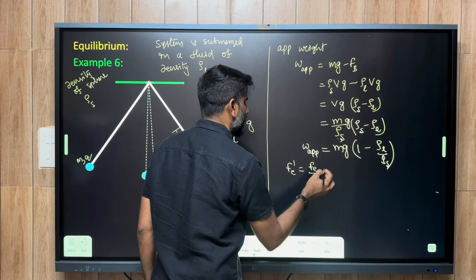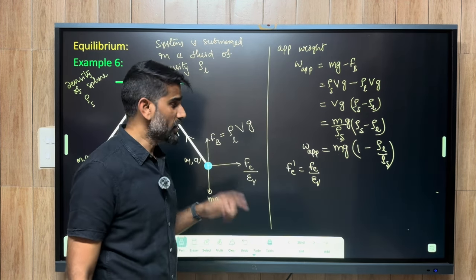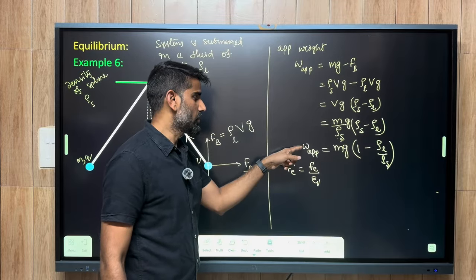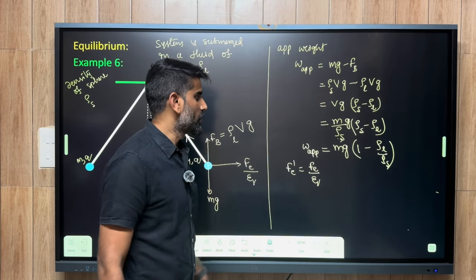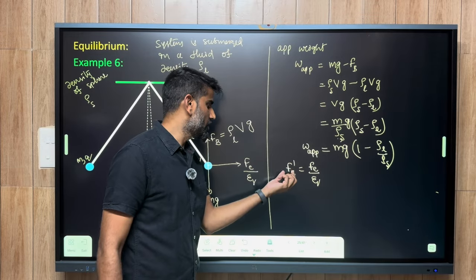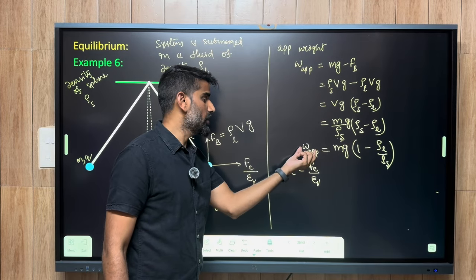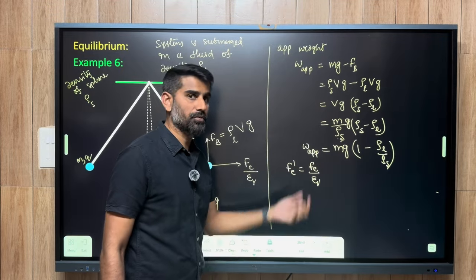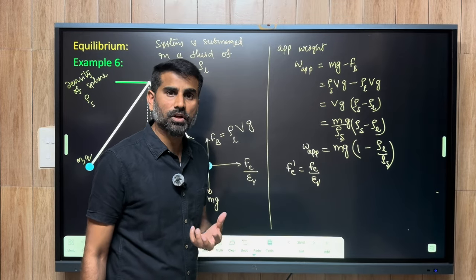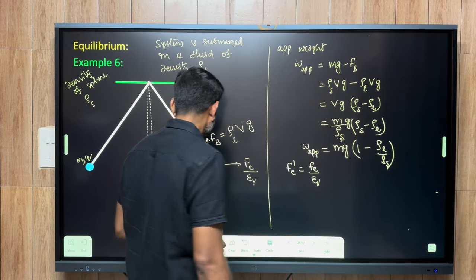Okay, and we have the effective Fe dash. Fe dash is equal to Fe by epsilon r. In the earlier case, we have used Fe and W, that means weight mg. But in this case, we are going to use Fe dash, and instead of weight, we are using apparent weight here. Okay, but the rest of the procedure would be same.